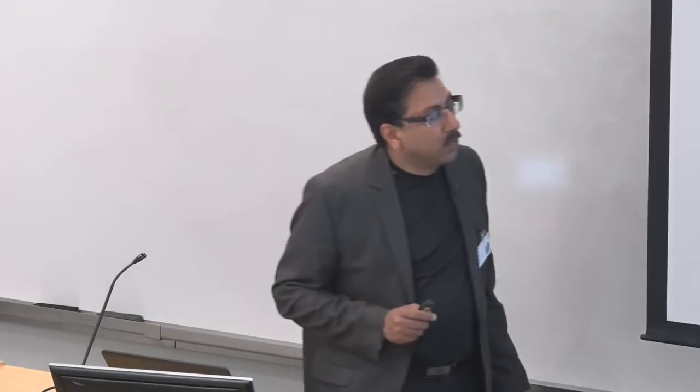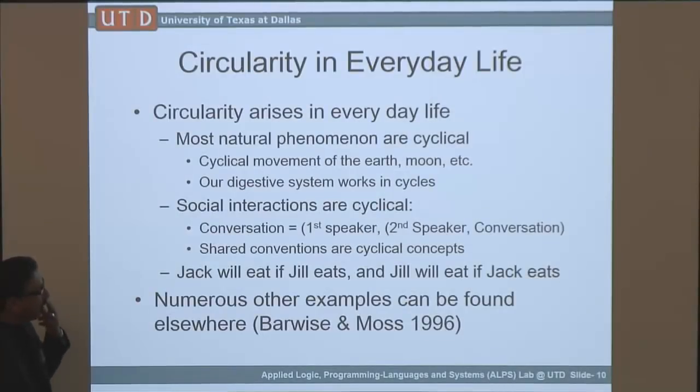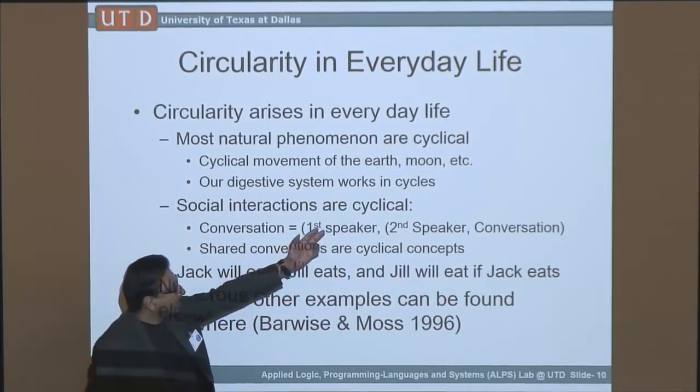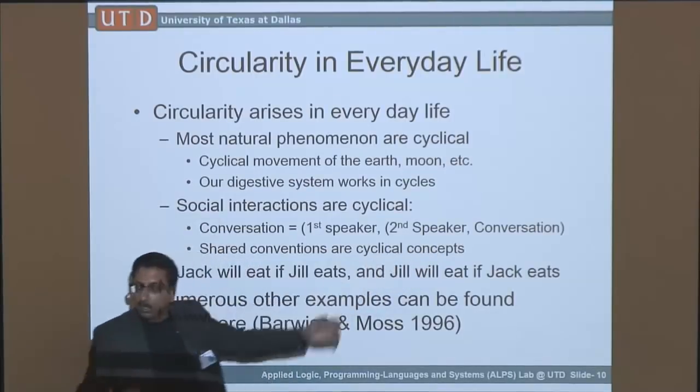So if you look at a conversation, really a conversation is a circular phenomenon. The first speaker speaks, and then the second speaker speaks, and then the conversation recursively continues. Shared conventions are cyclical concepts. So for example, we all drive on the right-hand side of the road, but we are implicitly assuming that everybody is following the same convention and they will also drive on the right-hand side of the road. If everybody did not implicitly agree to this convention, then we'll have chaos.